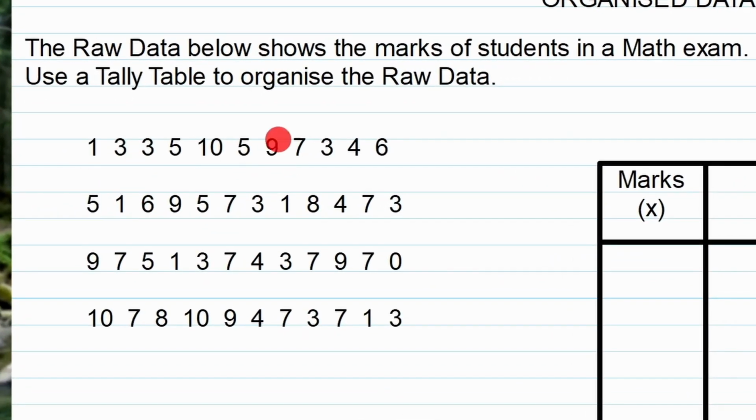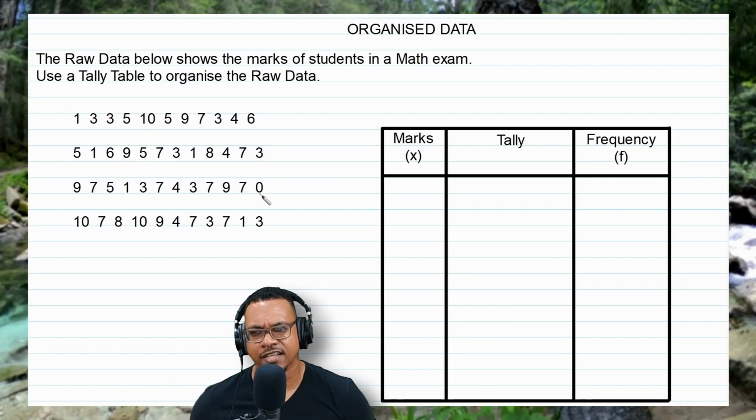Now, when looking at the raw data like this, what I'm interested in is what is the highest and what is the lowest. So I'm looking through to see what is the highest and what is the lowest. I have 10 here so far as the highest, and I'm seeing 0 so far as the lowest. So having done a brief analysis of the data, I could determine that 10 is the highest mark and 0 is the lowest mark. So under my column for marks, and the variable that we'll use for marks is x, I'm going to start with 0 and go all the way down to 10.